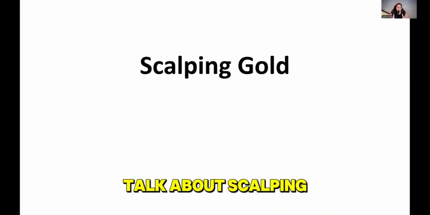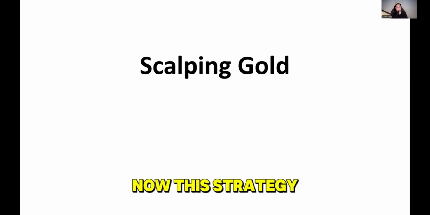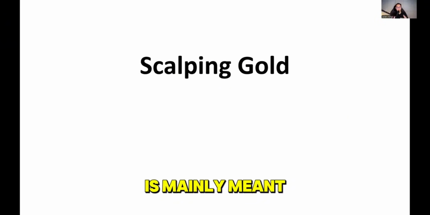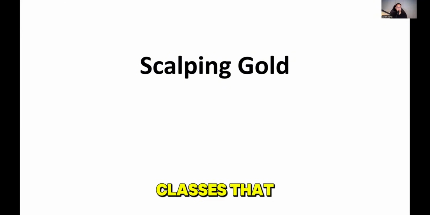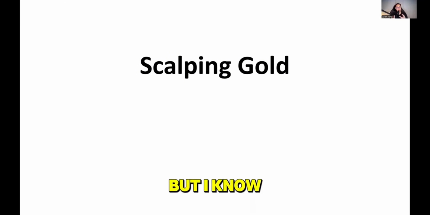Okay, so let's talk about scalping gold. Now, this strategy that I'm about to share with you is mainly meant for gold because that's the main asset class that I use to trade. I'm not sure how well this strategy works with other asset classes, you have to test by yourself, but I know this works very, very well with gold because I've been using it for a very, very long time.